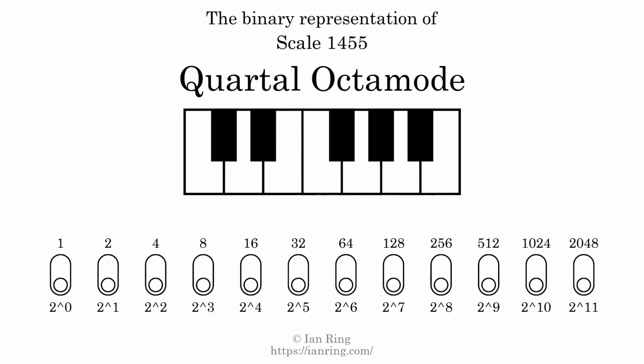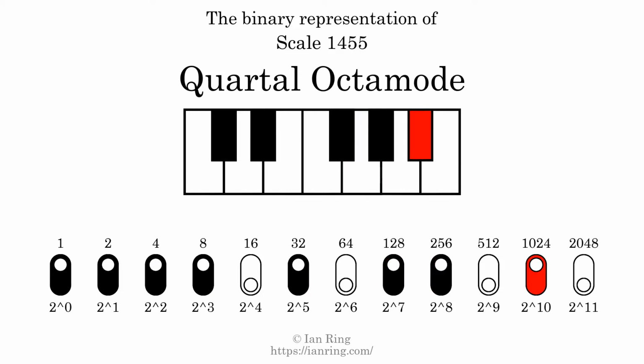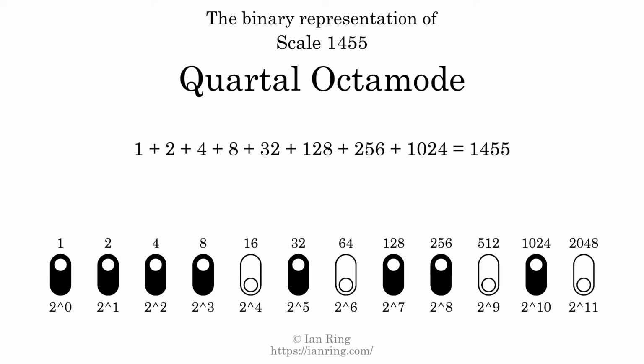The binary representation of this scale is determined by mapping tones of the scale to binary digits. Each binary digit represents a power of 2. To get the scale number, we add the powers of 2 together. The powers of 2 that are present in the scale, all added together, equals 1455. That is why the scale number, in decimal, is 1455.